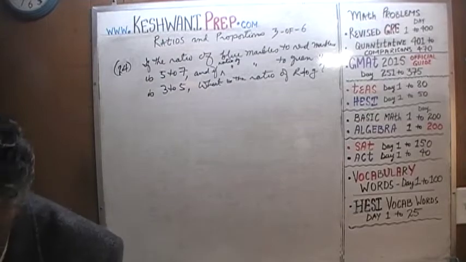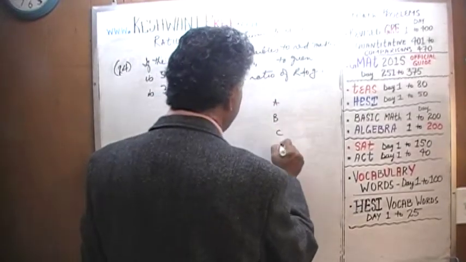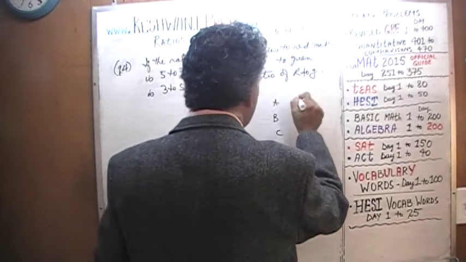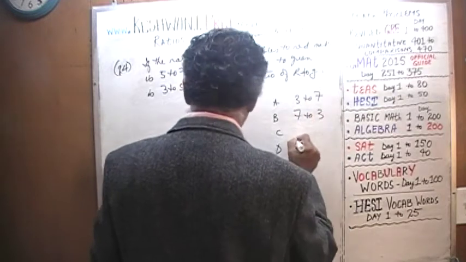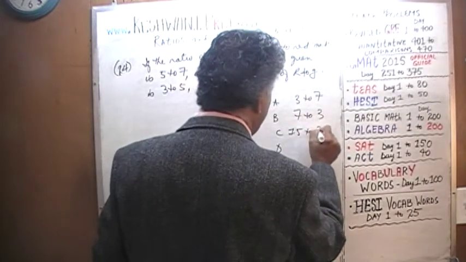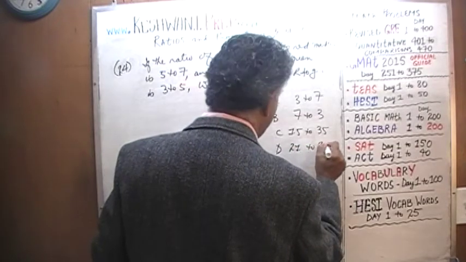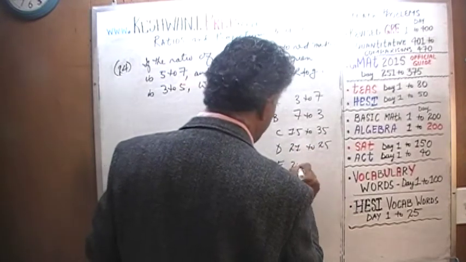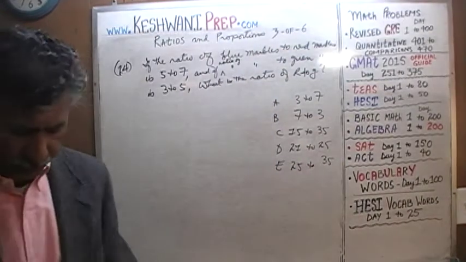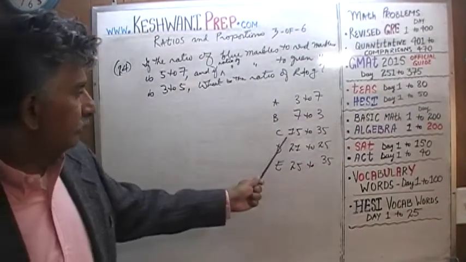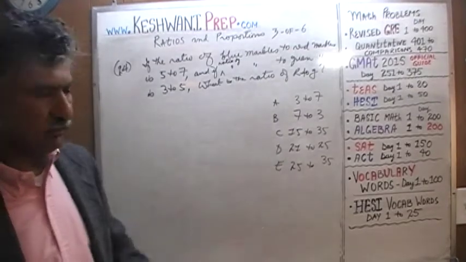I will even give you the answer choices if you like. The answer choices are as follows: A, B, C, D, and E. 3 to 7, 7 to 3, 15 to 35, 21 to 25, or 25 to 35. One more time, 3 to 7, 7 to 3, 15 to 35, 21 to 25, or 25 to 35. As you can see, these are increasing numbers, first number there.